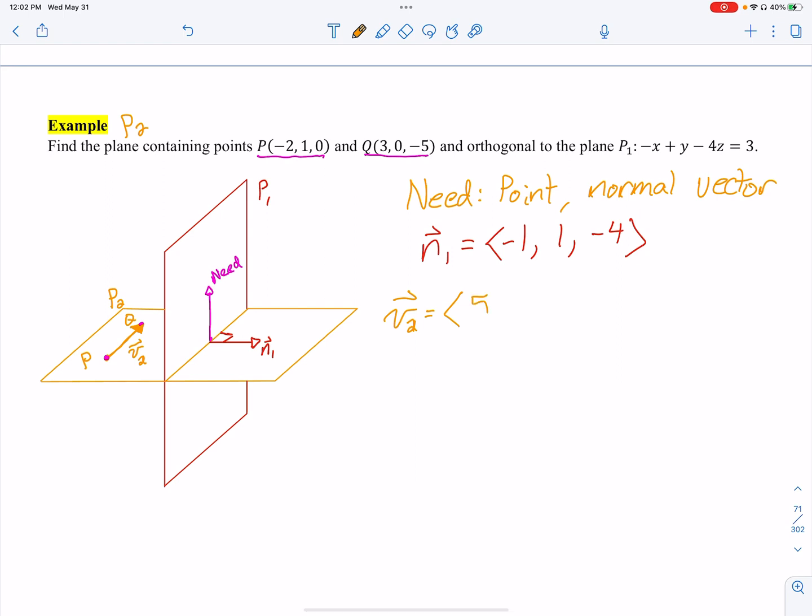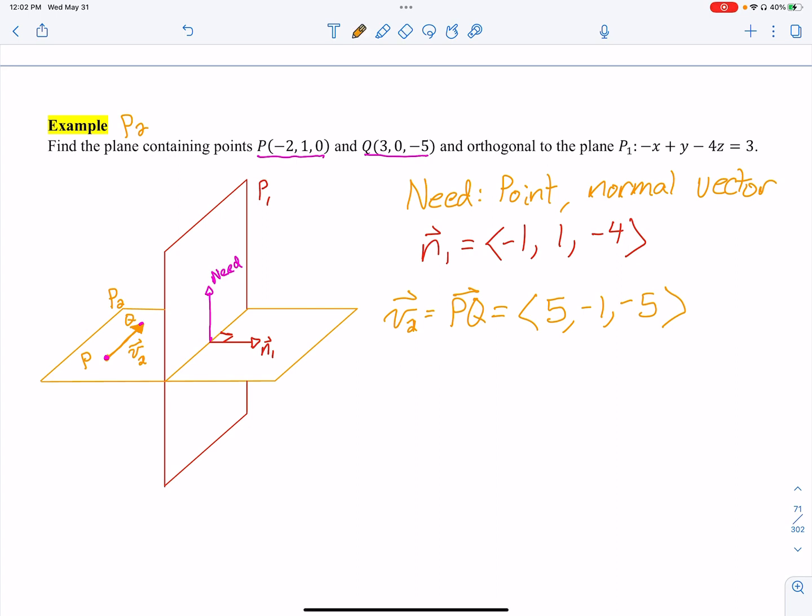3 minus -2 is 5. Actually, let's label this what it is for your notes' sake. This came from PQ. 3 minus -2 is 5. 0 minus 1 is -1. -5 minus 0 is -5. I also have N1, which is right above. I don't need to rewrite it.